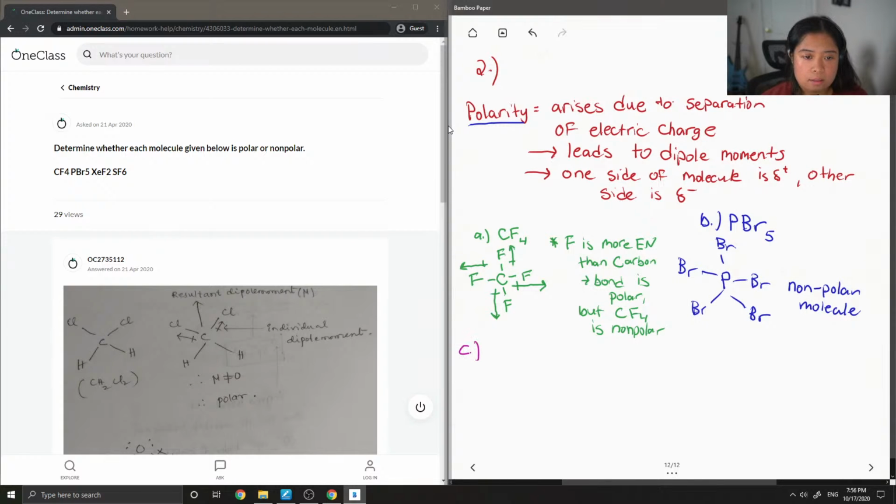Okay, let's look at the third one. Xenon F2. So here, there's going to be some lone pairs involved. But if I draw out the fluorines, they still cancel each other out like this. So this molecule is also nonpolar.